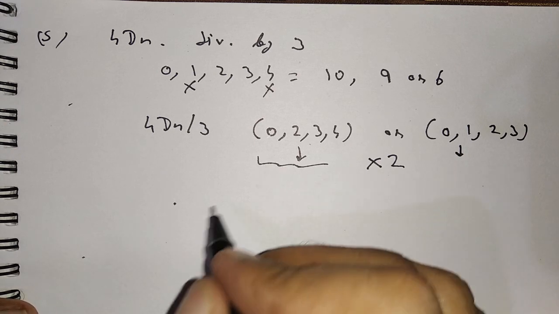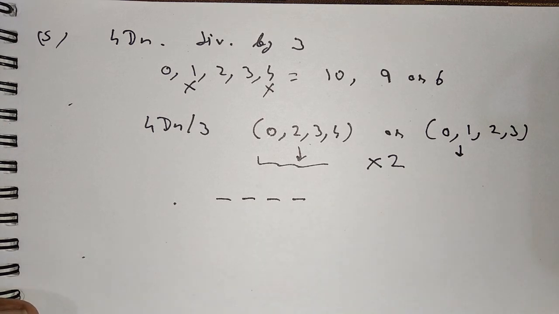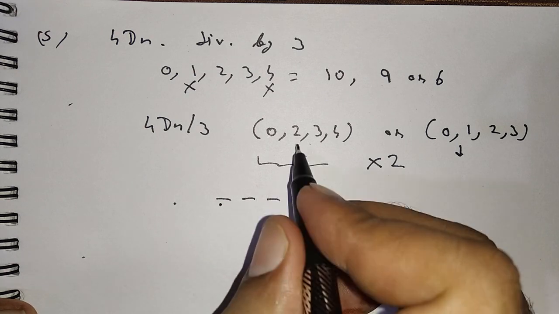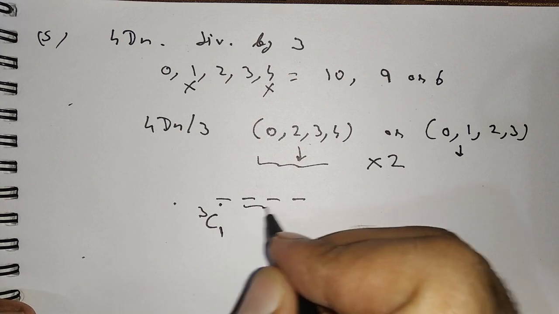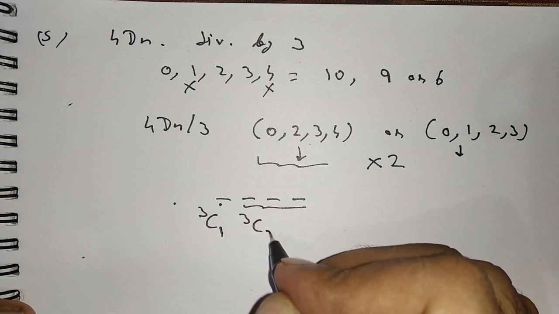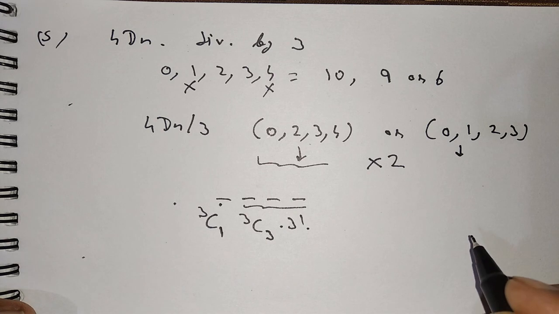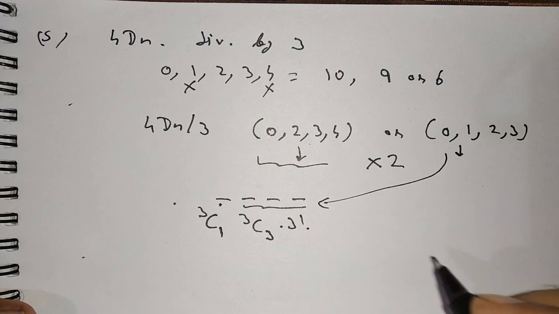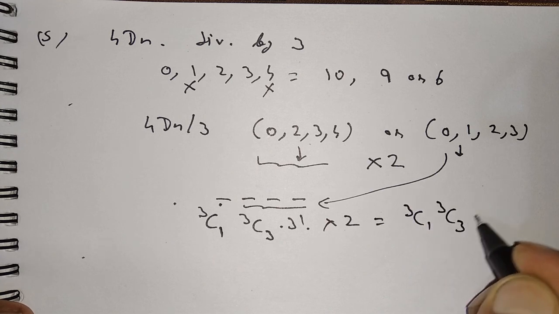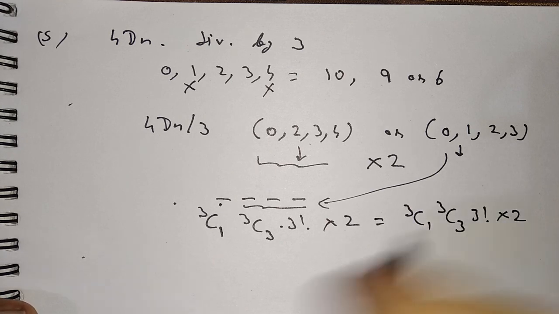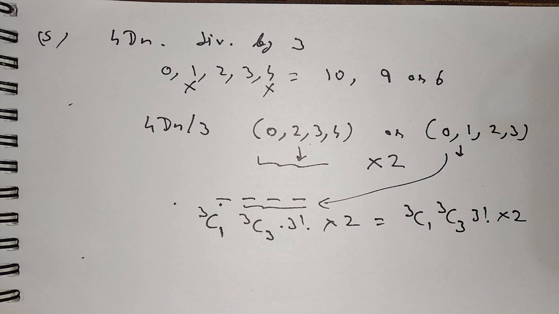Let's start with this. How many 4-digit numbers will be formed? At the first place, out of 2, 3, 4 any one digit can occupy, so 3C1, and for the remaining places out of 3 we have 3 digits, into 3 factorial. The same answer will come for the other case, so we will multiply this by 2. So the answer will be 3C1, 3C3, 3 factorial into 2. This is the final answer for a 4-digit number divisible by 3.